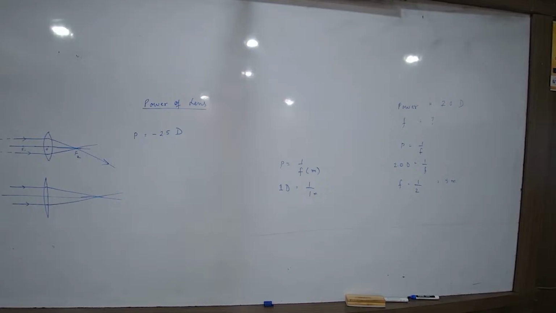Okay, take down the next question. The focal length of a lens is 0.40 meter and negative. Find power. Only one formula you have, that's all. P is equal to 1 upon F.